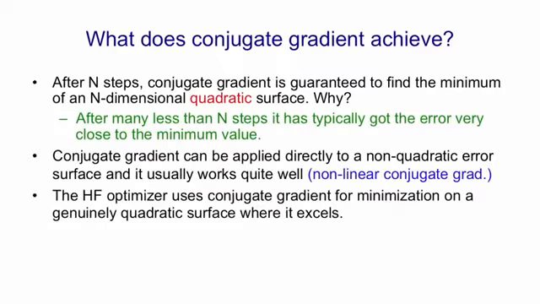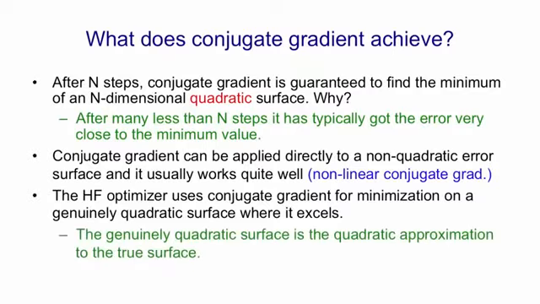The Hessian-Free optimizer uses conjugate gradient for minimization on a genuinely quadratic surface, and that's what conjugate gradient is best at. It works much better for that than for a nonlinear surface. This genuinely quadratic surface that HF is using it for is the quadratic approximation to the true surface that was made by the Hessian-Free method. So it makes that approximation. It uses conjugate gradient to get close to a minimum for the first approximation, and then it makes a new approximation to the curvature and does it again.